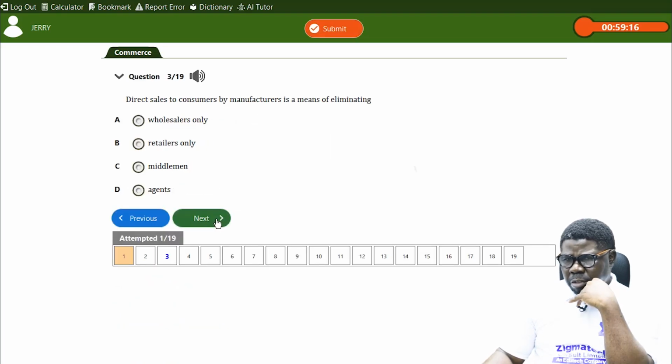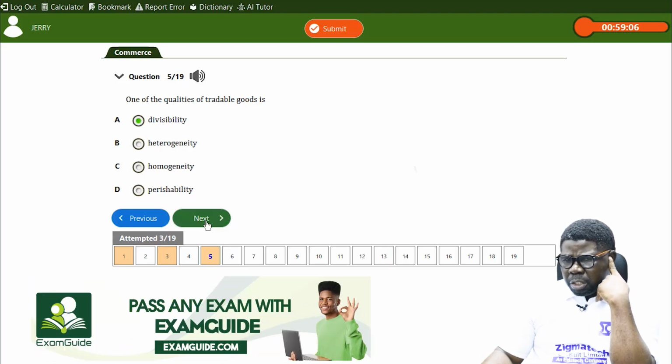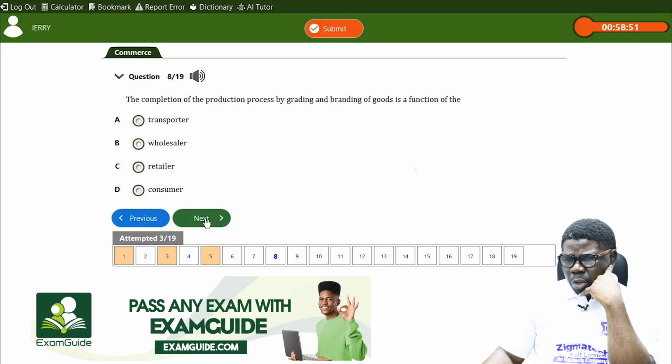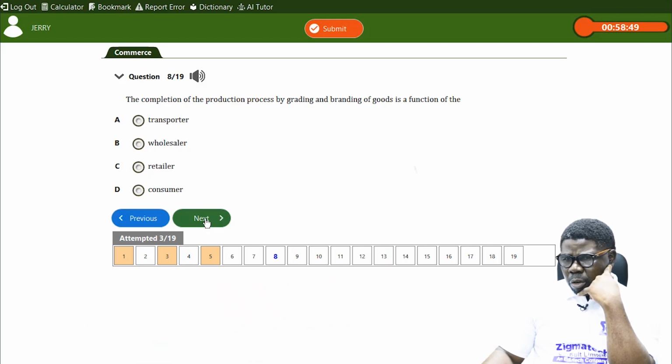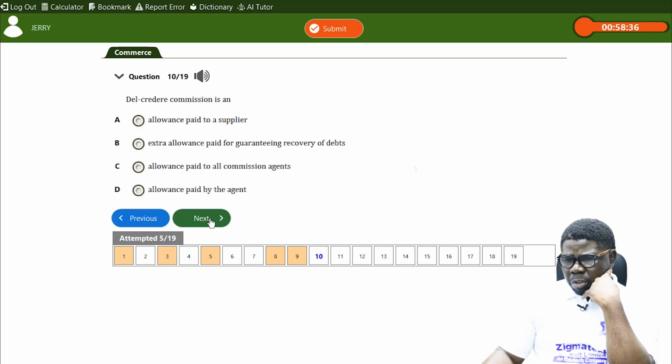Direct sales to consumers by manufacturers is a means of eliminating who? Middlemen. You already know that. Okay, one of the qualities of tradable goods is divisibility. Okay, though that's not part of what we studied. The completion of the production process by grading and branding of goods is a function of who? It's a function of the wholesaler. Okay. Then which of the following functions of the wholesaler helps to stabilize price? It's warehousing, okay? Because they stock a lot and then sell it over a long period of time.